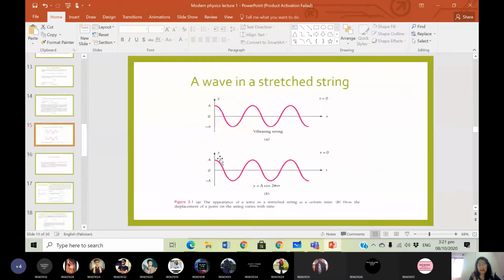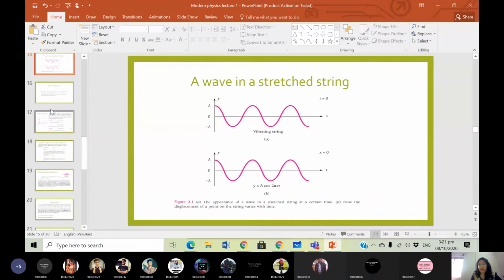They will be the same at this point, when y is equal to a, like this point over here. For example, in this graph, here and here, y is equal to a. Here and here, y is minus a. And the rest of it is going to take a range of values between a and minus a. Here it's 0, here it's 0. Okay? That's fine.